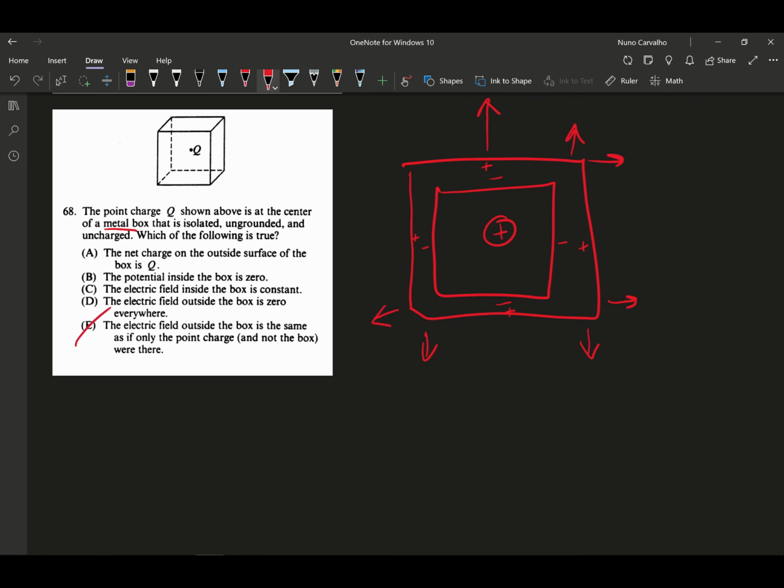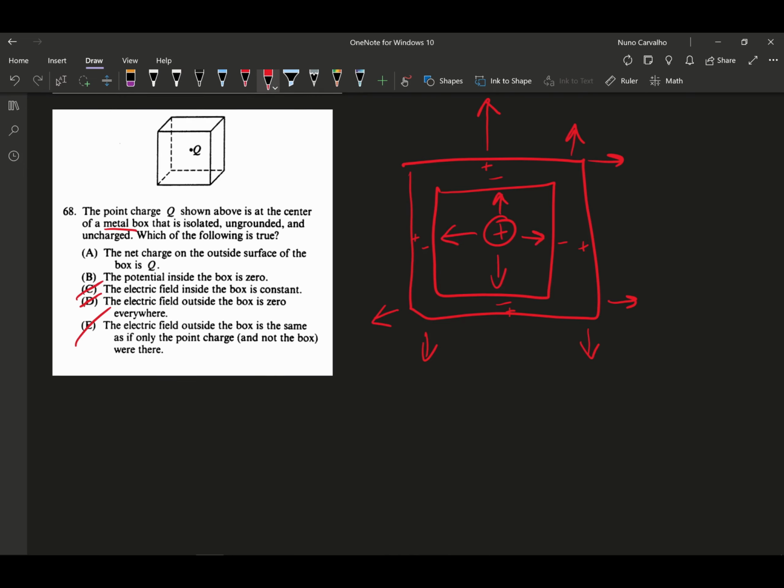All right, for D, the electric field outside the box is 0 everywhere. No, this is not true. We're talking about how there is going to be electric fields outside, and the reason for that is because we can use Gauss's law to imagine that the enclosed charge is going to be Q, because the metal box is uncharged, the inside is plus Q, so overall there's an enclosed charge of Q. Okay, the electric field inside of the box is constant. This is also not true, and again, we can use Gauss's law. There's definitely an enclosed charge there, and the electric field that's produced is going to look like that. So C is not right.